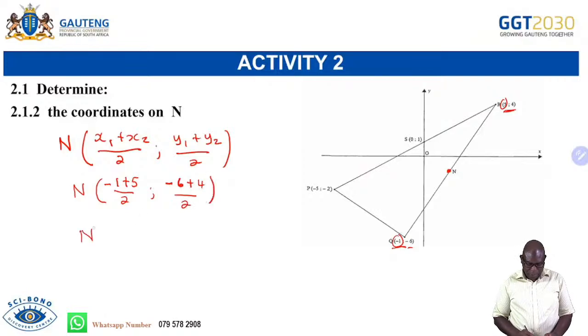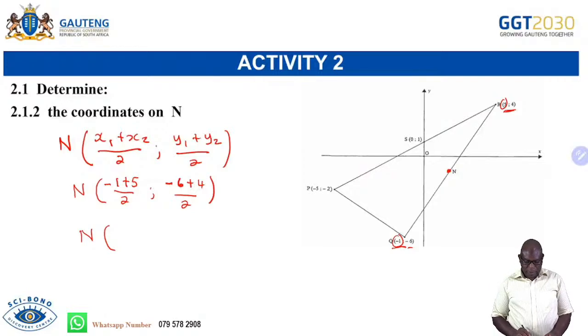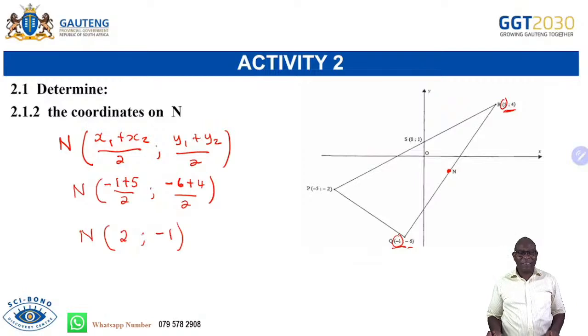And then the coordinates of point N are going to be: 5 minus 1, which is 4. So 4 divided by 2 is 2. Then we have 2 minus 2, so we're going to have negative 1. I go to my sketch. That's very, very important, boys and girls. You go to your sketch and check.